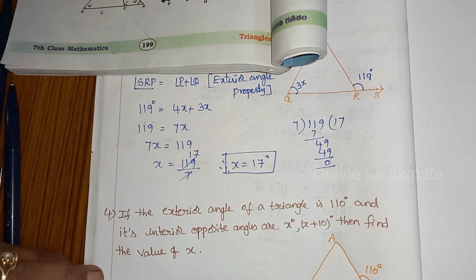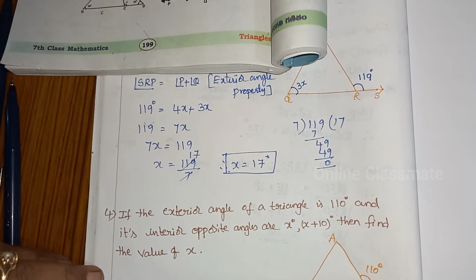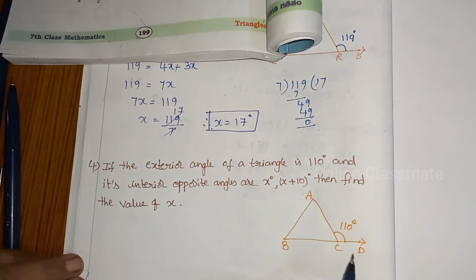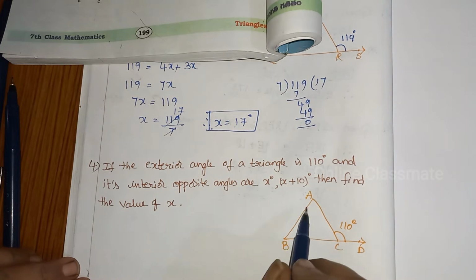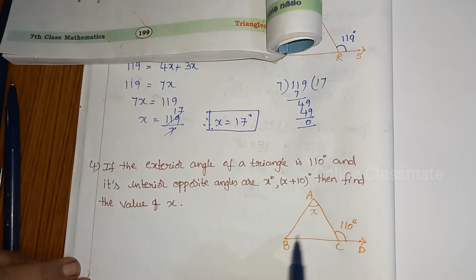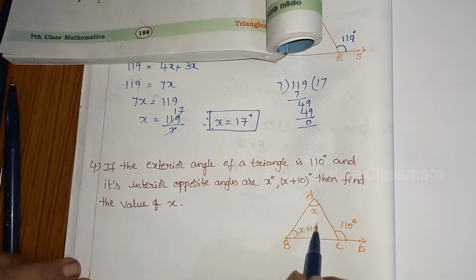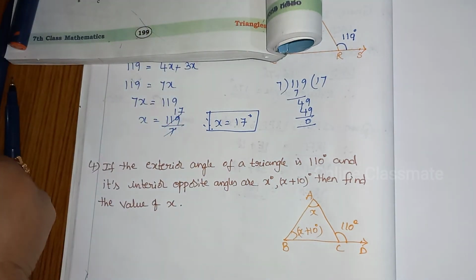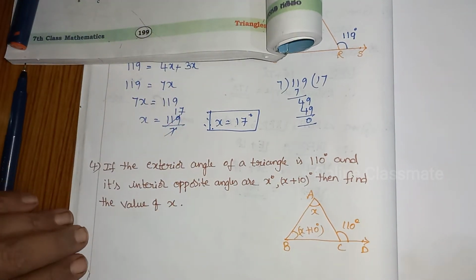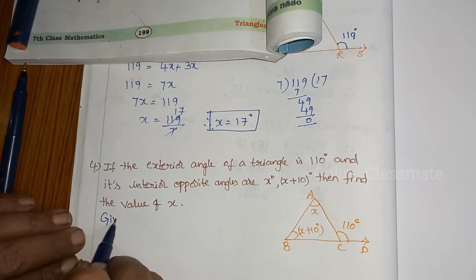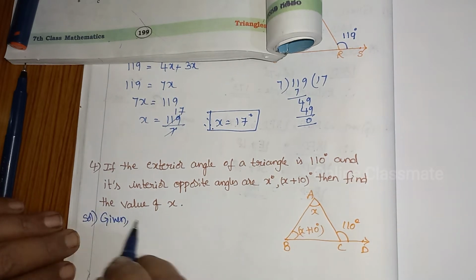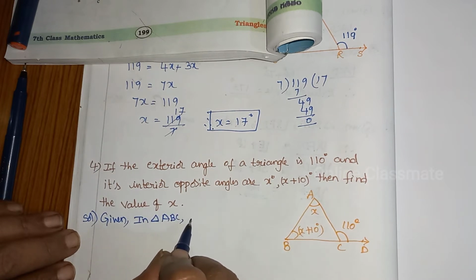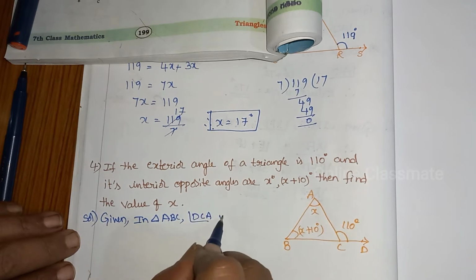We can name them A, B, C. Exterior angle is D. DCA is the exterior angle. Now, opposite interior angles x and this one x plus 10 degrees. Now do the sum. What is the given? Solution: given, in triangle ABC, DCA is the exterior angle.